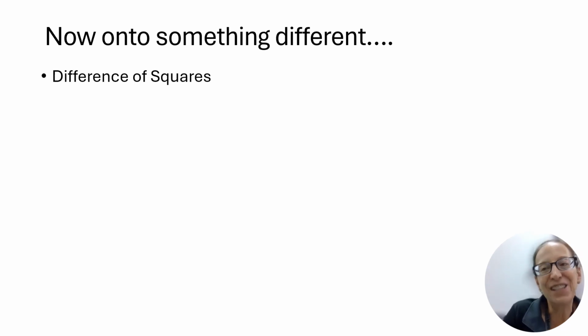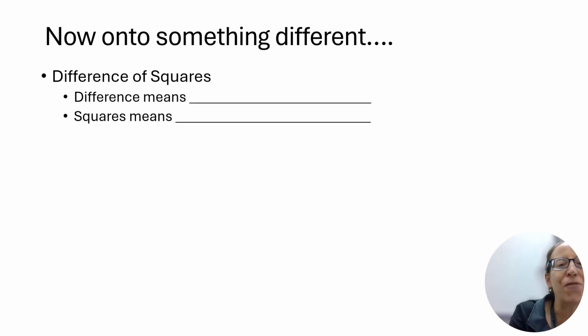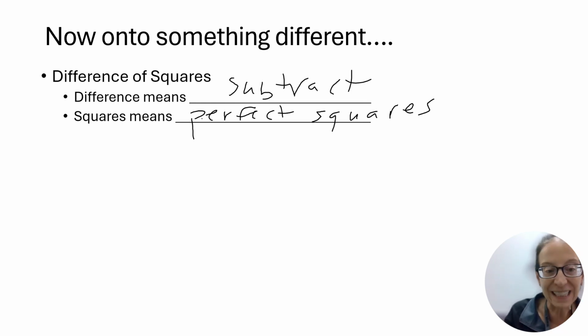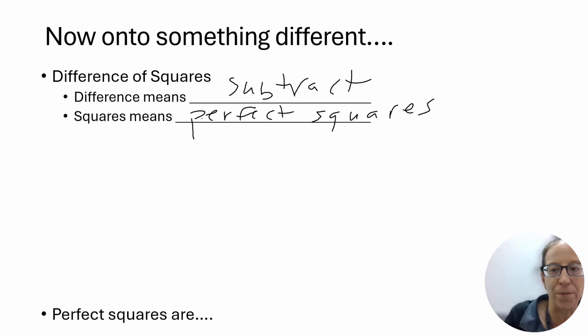So we have the difference of squares. So let's break down that vocabulary. Difference means to subtract, okay? So when you are finding the difference between things, you are subtracting, okay? And squares refers to something called perfect squares. Okay, so we have difference of squares. It refers to something called perfect squares. So we are subtracting some perfect squares. So what on earth are perfect squares?